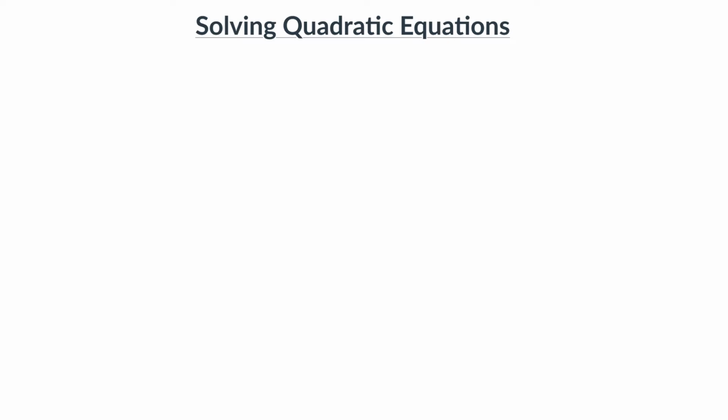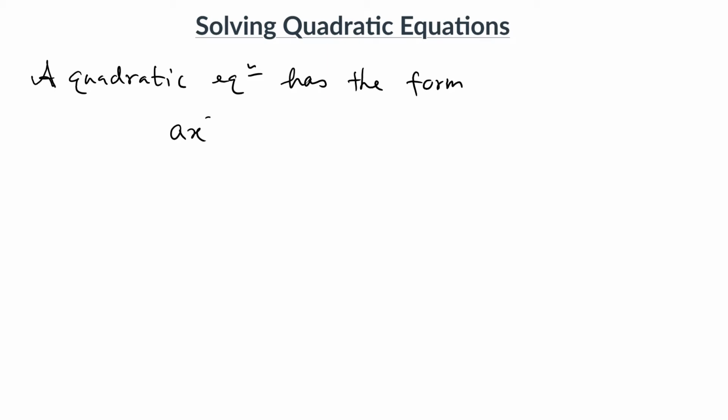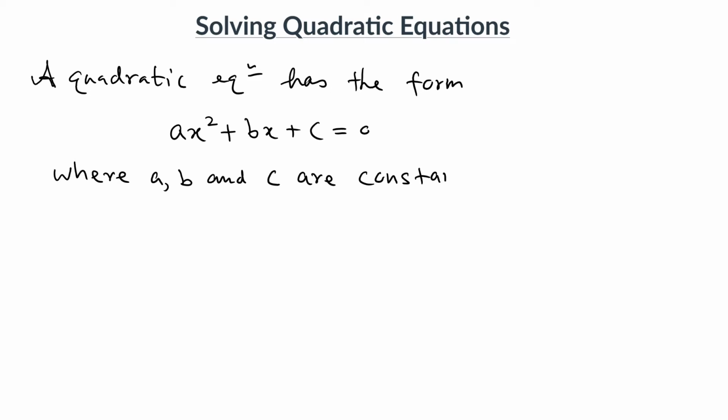A quadratic equation has the form ax squared plus bx plus c equals 0, where a, b, and c are constants with a not equal to 0, because if a equals 0, it is not a quadratic equation.